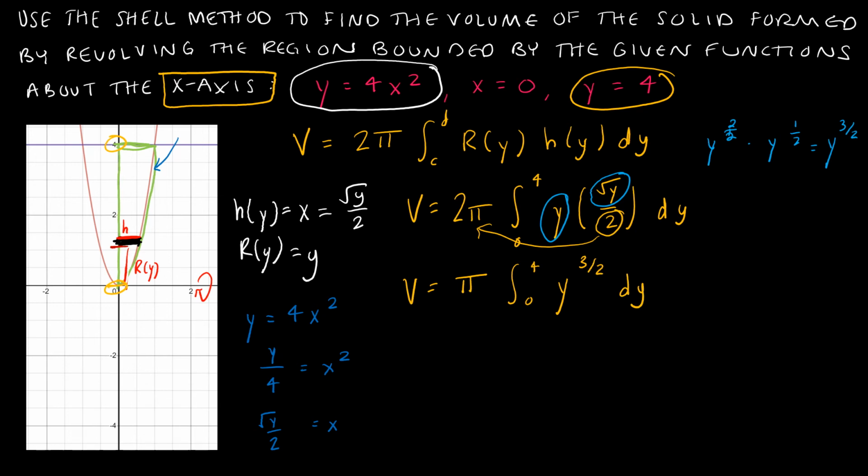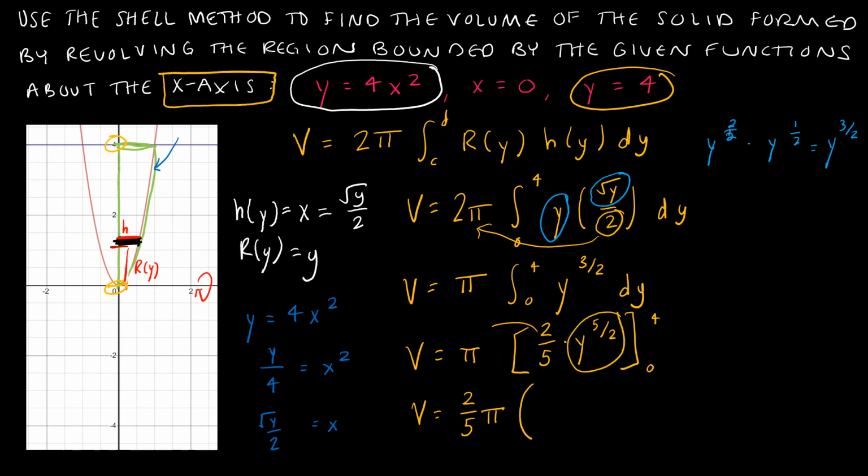And then I'm going to integrate. So I have pi on the outside. Now remember I'm increasing that exponent by 1, so it's y to the 5/2. And I'm dividing by 5/2, but instead of dividing by 5/2, I'm going to multiply by 2/5, again from 0 to 4. So it's okay for me to take this 2/5 out to make things a little simpler. So I have 2/5 pi, and then I'm going to use y to the 5/2 with 4 and with 0.